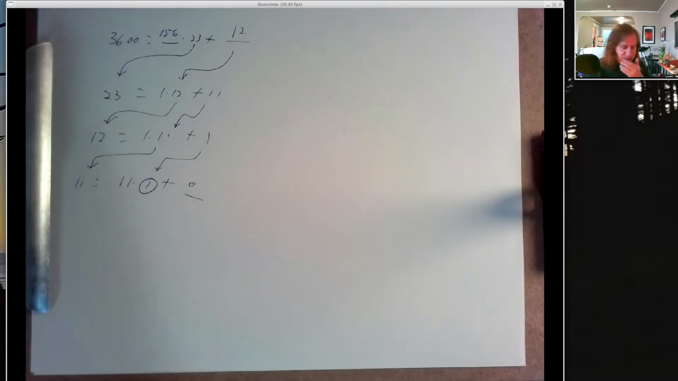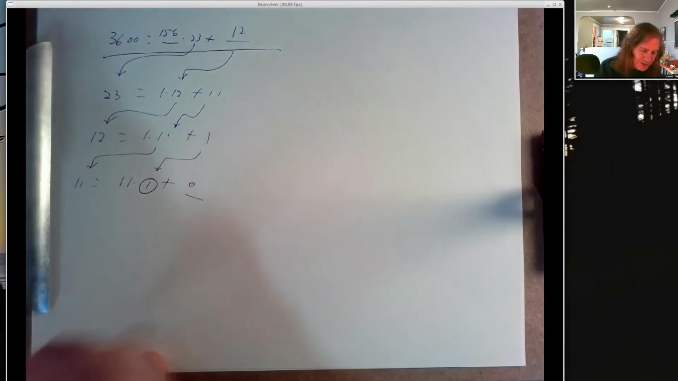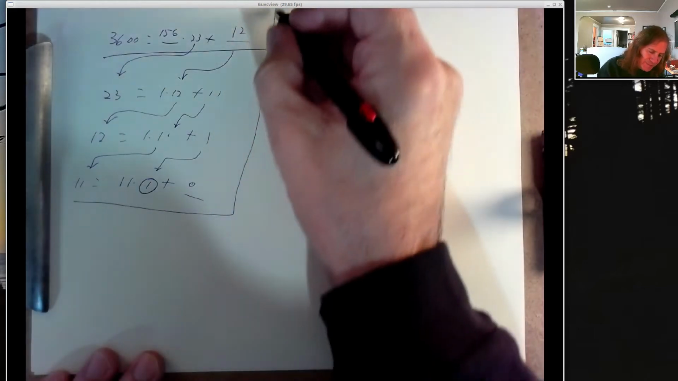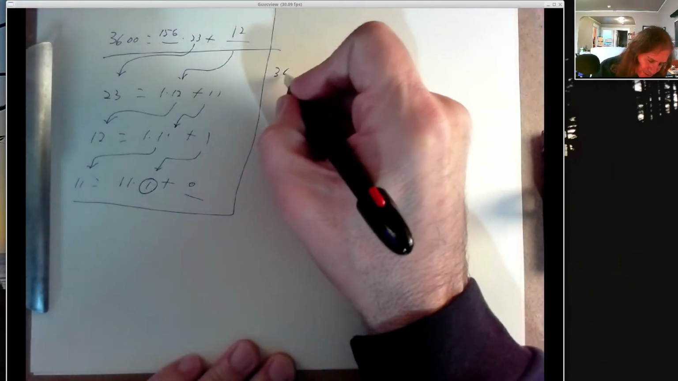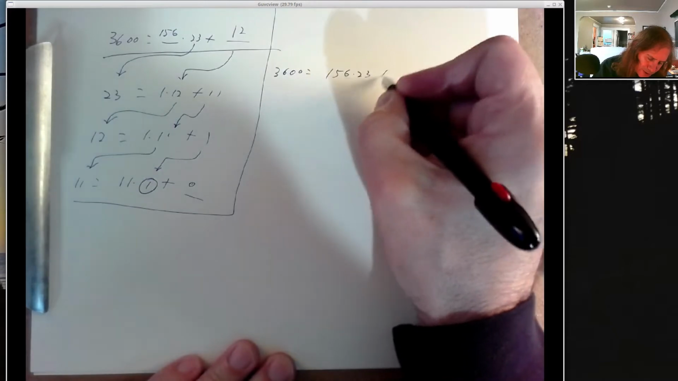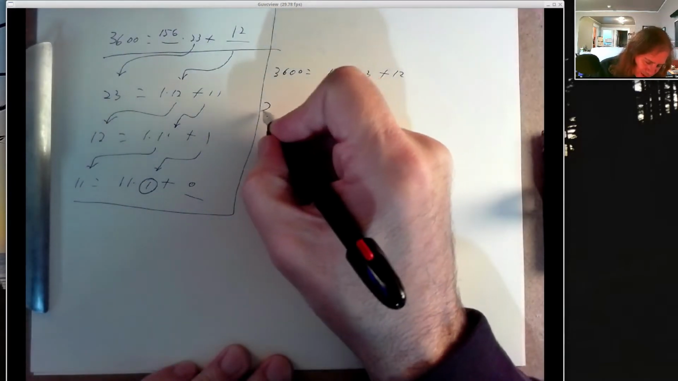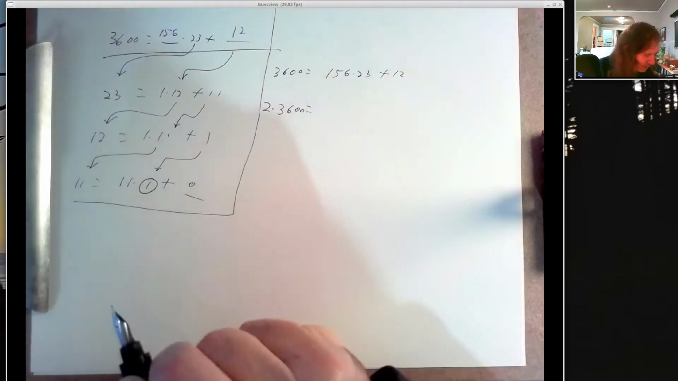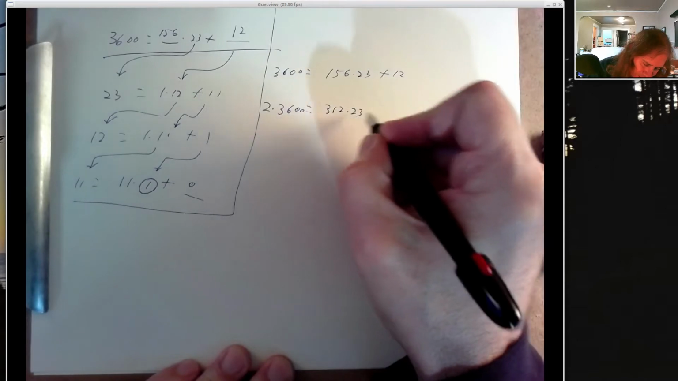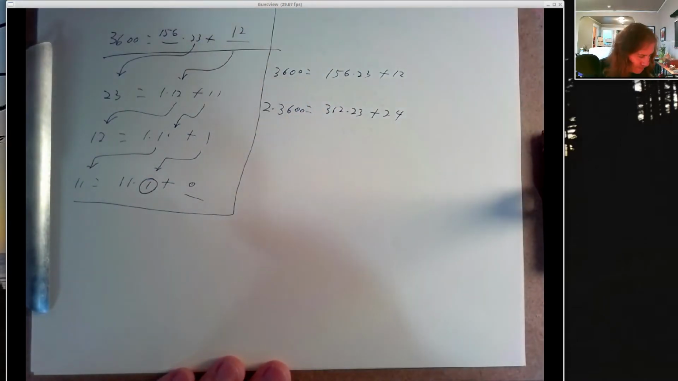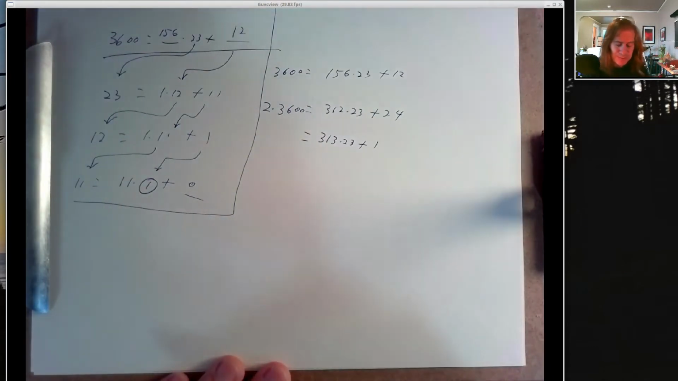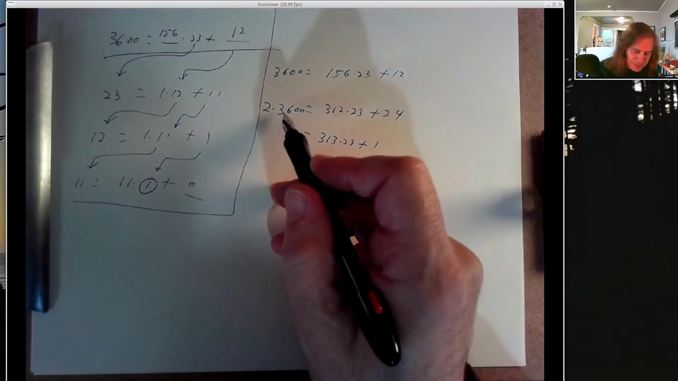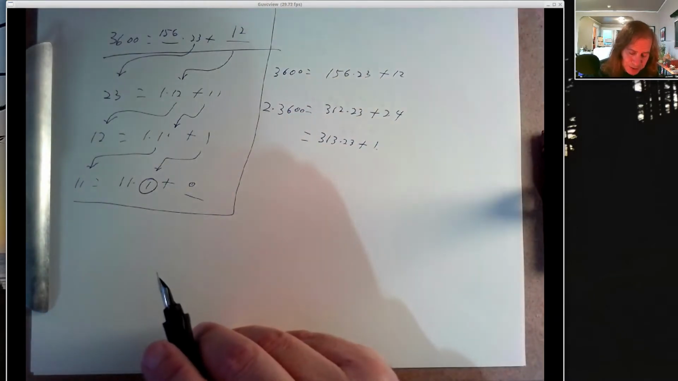But I'm going to cheat a little bit here, because really, once we get here, we're almost done, because 12 is really close to 11. So I'm just going to make the following observation and admit that this is a bit of a shortcut. I'm going to say 3600 equals 156 times 23 plus 12. I'm going to multiply both sides by 2 and say 2 times 3600 equals 312 times 23 plus 24, which is equal to 313 times 23 plus 1. All right, so 2 times 3600 is 313 times 23 plus 1.